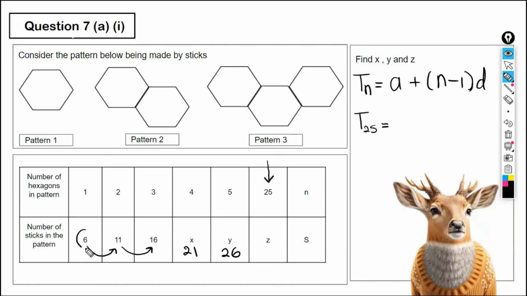A is how much? The first amount of sticks, which is 6. We're pretending n is 25, so it's 25 minus 1, and the common difference is 5. Work that out and tell me what we get. And everybody is shouting out the answer already. That's going to be 126.